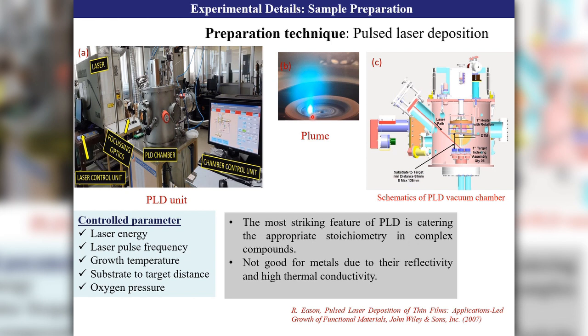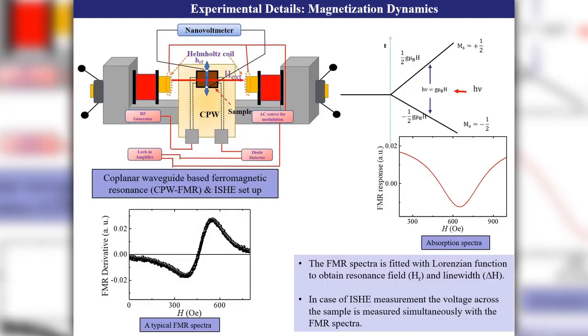insulating layer of magnetic insulator from the target, we fabricated the platinum in our sputtering chamber, which was located nearby. Obviously, we had to break the vacuum for this. So this is another state-of-the-art technique, which is CPW-based FMR, to detect the ferromagnetic resonance, in which we have incorporated the ISHE setup to find the spin pumping voltage.